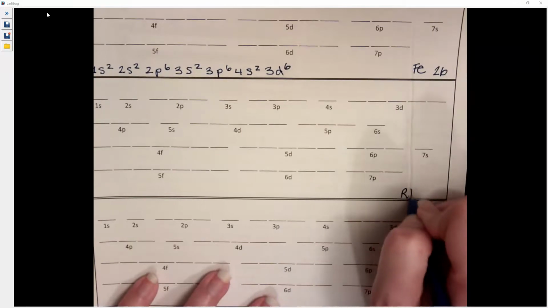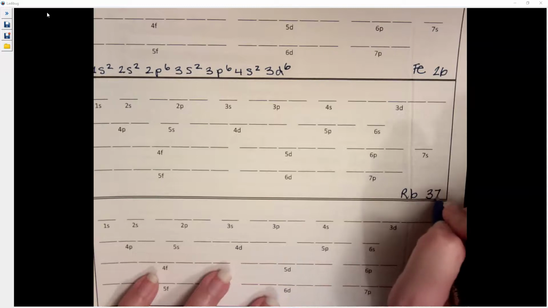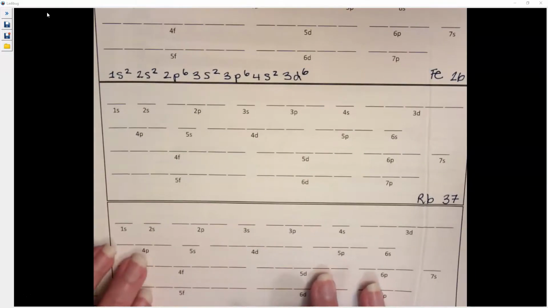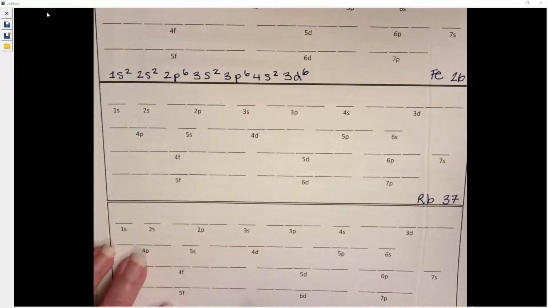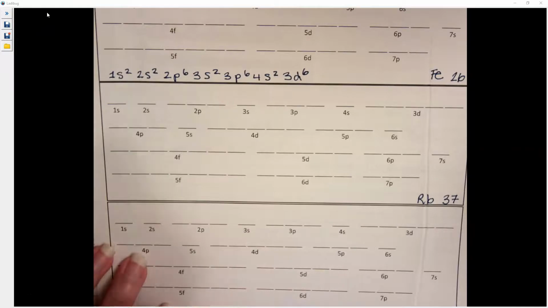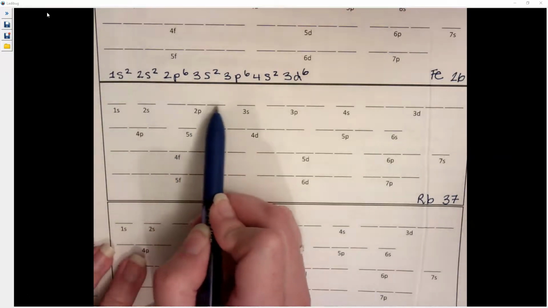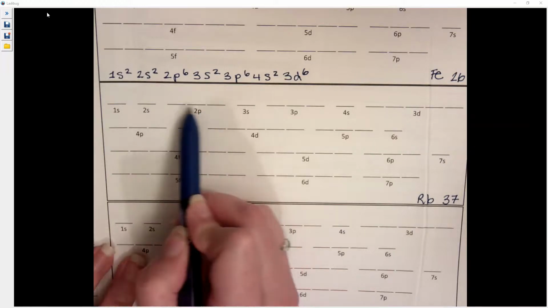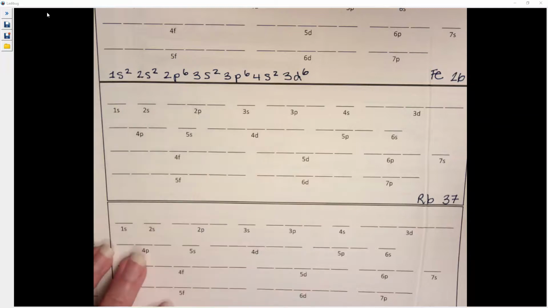Okay, let's try another one. 37 electrons this time. Remember, you've got to do all 3 of your rules. You need Aufbau starting at the beginning. You need Pauli exclusion principle, putting 2 electrons in each orbital, 1 spin up, 1 spin down. And you need Hund's Rule anytime you have multiple orbitals at the same energy, that you spread them out before you double them up. So try 37 electrons.